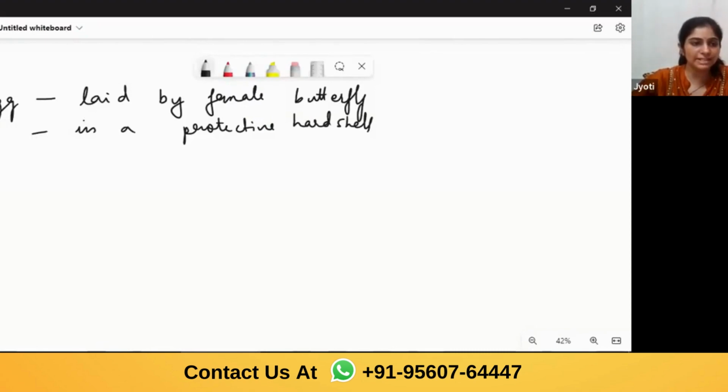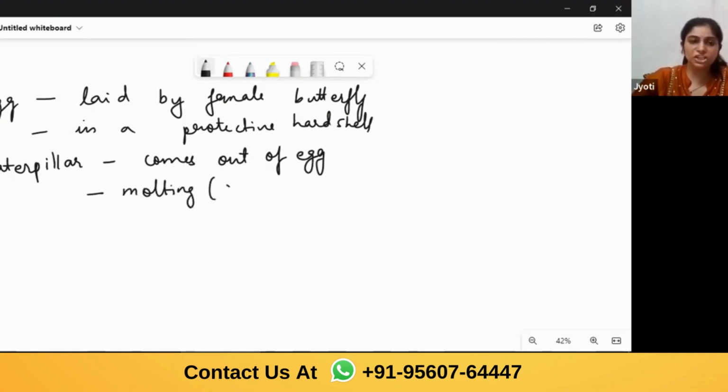So the second stage, which is the caterpillar, comes out of the egg, first thing. And the second thing is that it shows molting. Molting is shedding of their outer skin.